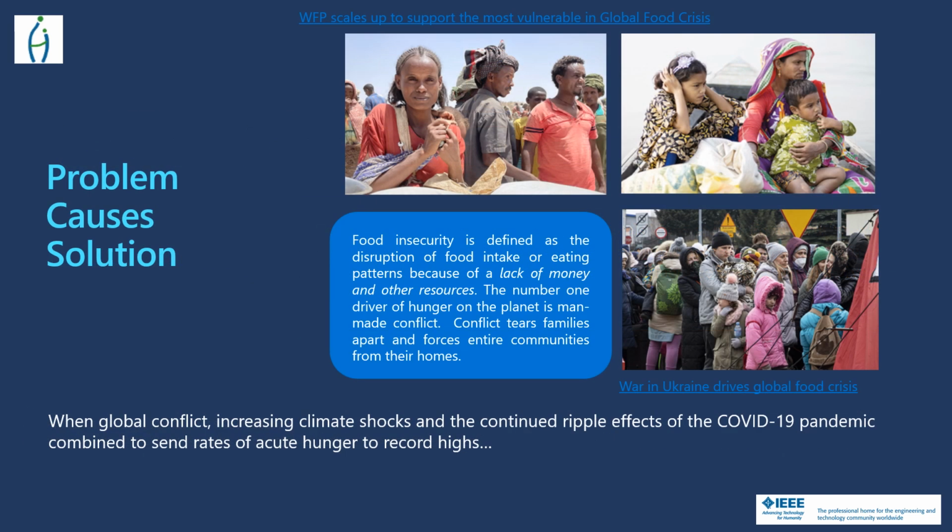The purpose of our paper was to find out the root causes for food insecurity and, through data science and machine learning, identify the patterns and be able to forecast when a food insecurity situation could arise. Food insecurity is defined as the disruption of food intake or eating pattern because of a lack of money or other resources. The number one driver of hunger on the planet is man-made conflict. Conflict tears families apart and forces entire communities from their homes. In our research, one of the major drivers for food insecurity is conflicts, man-made conflicts.